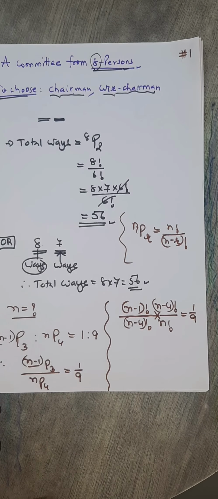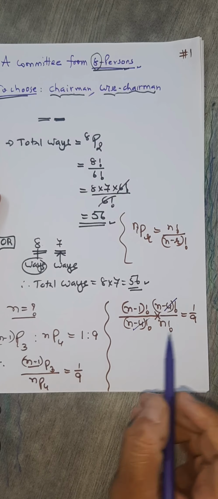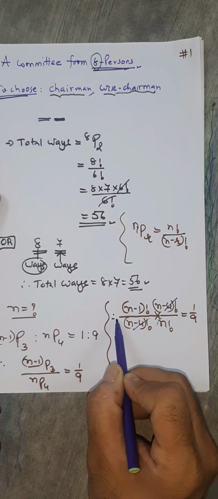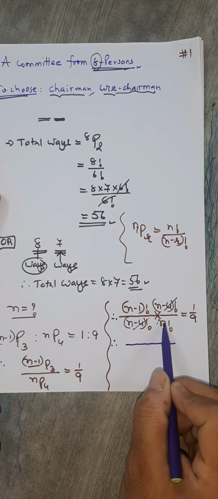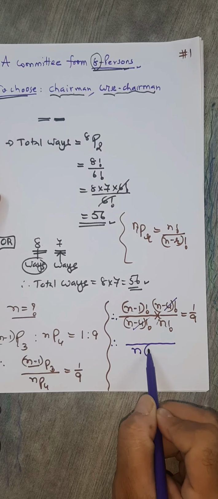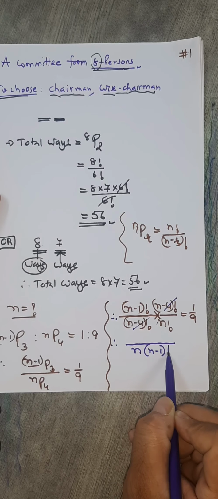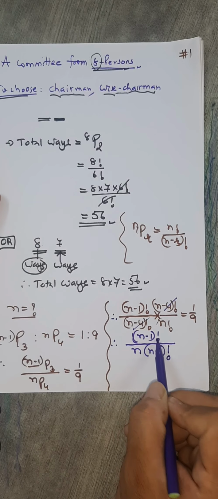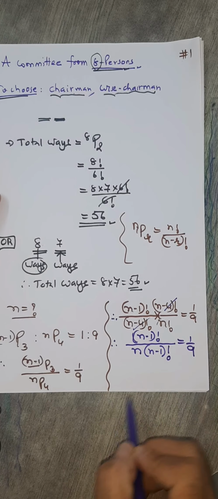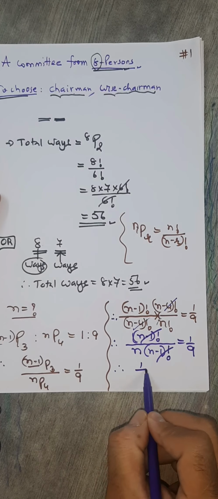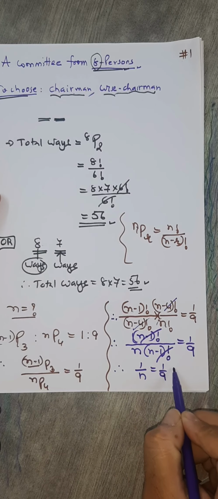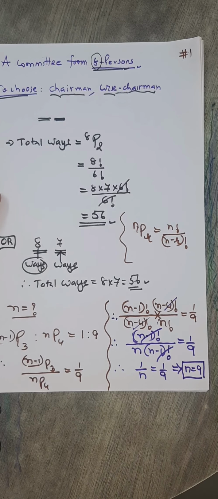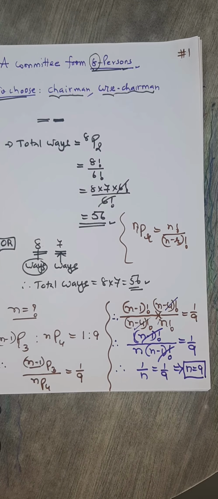So obviously here this will get cancelled. What about this? You know that this is a bigger factorial, and a bigger factorial you can always express in the form of a smaller factorial. So I'll write n into n minus 1 factorial, because I need this much. The numerator is already having n minus 1 factorial, so this will get cancelled. So 1 upon n equals 1 by 9. So therefore n equals 9. Fine. Okay. Next question.